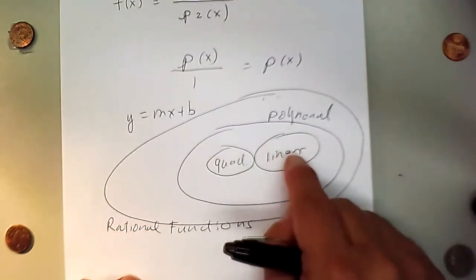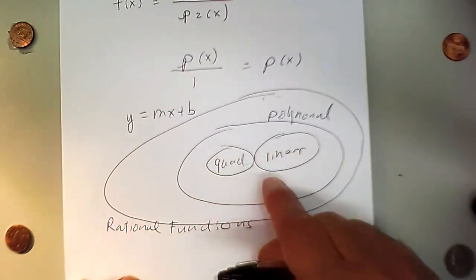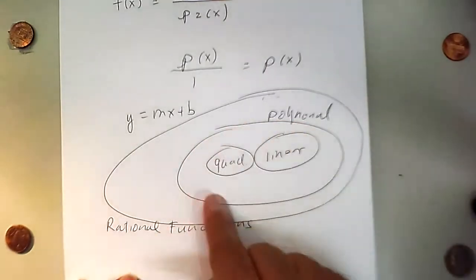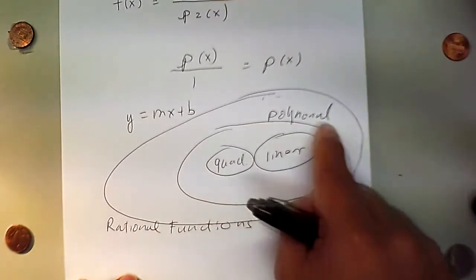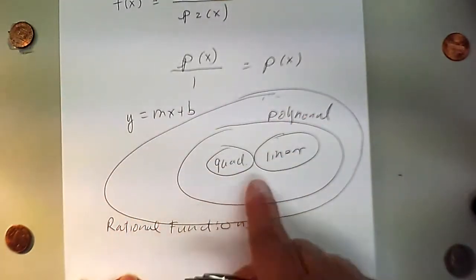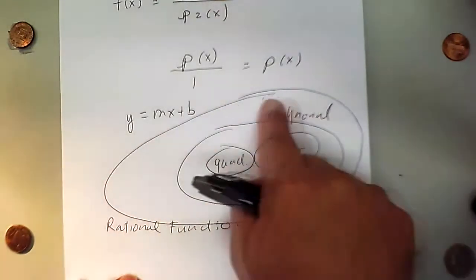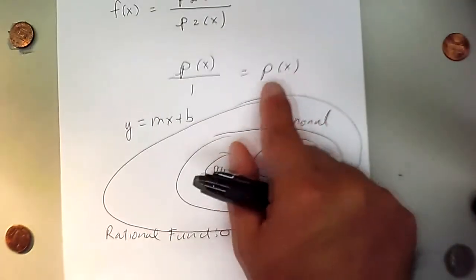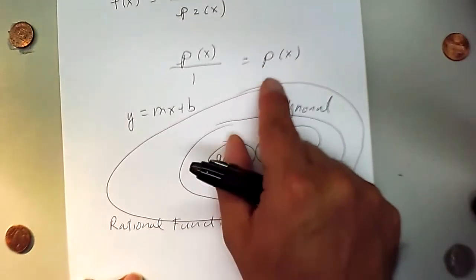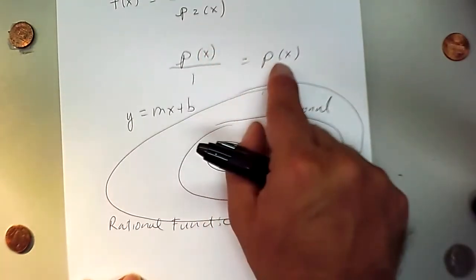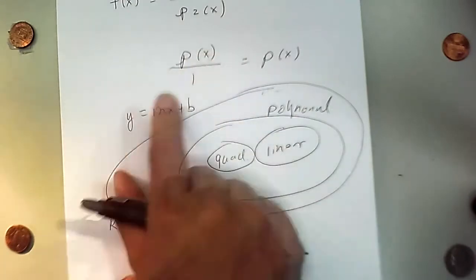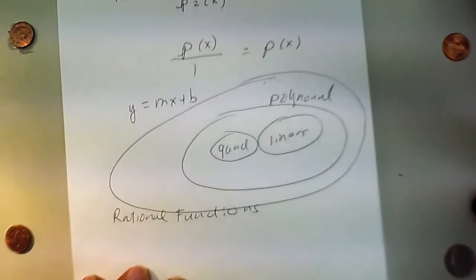We got linear, quadratic, cubic, fourth degree polynomials, and then all of those are all the polynomials. Inside of the rational functions, we got all of the polynomials. So polynomials will be rational functions. Why? Because they can be written as a polynomial divided by 1, and 1 is a polynomial. Just the number 1 is a polynomial.